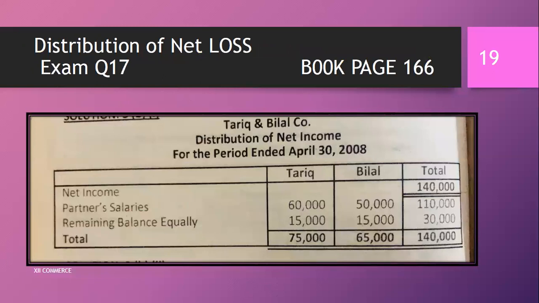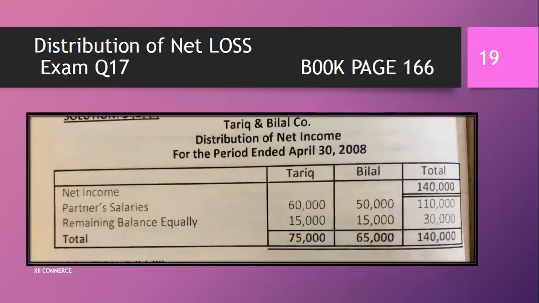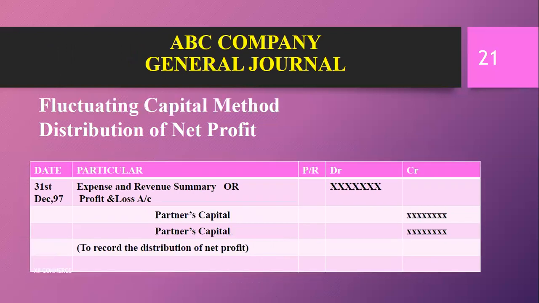This is the solution which I found in some books, but I recommend you to follow this solution because it is the accurate solution in which you are also showing the working. These are the journal entries which I asked you to prepare for the net profit, for the fixed capital method and for the fluctuating capital method, both.